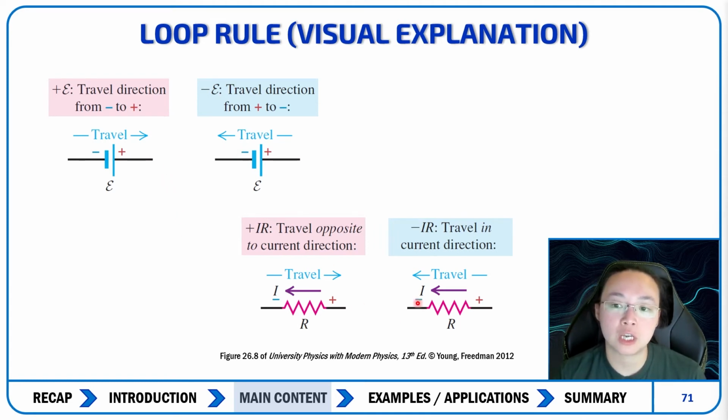Now, how does this change when we're taking a look at resistors? If for a resistor you have plus IR, the travel is opposite to the direction of the current. If you have negative IR, the travel is in the direction of the current. Being able to explain this is important and will most likely be in the next assignment as well, so you can get some practice in explaining these different rules.